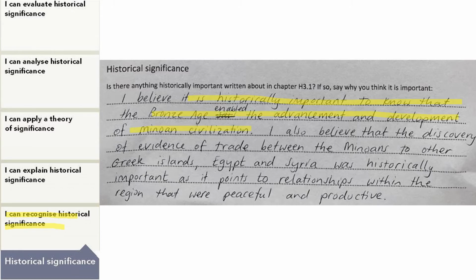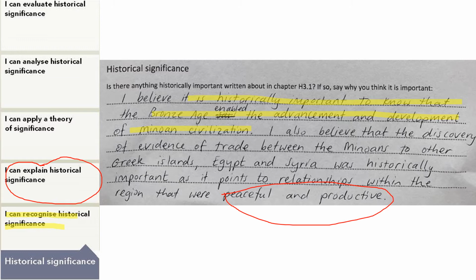That's the historical significance. Now, is it explained? I also believe the discovery of evidence of trade between Minoans and Greek islands, Egypt and Syria was historically important as it points to relationships within the region that were peaceful and productive. Whoa! That is definitely an explanation, because it tells you why the discovery of trade was significant, and the reason was because trade makes the region peaceful and productive. Why is trade important? The student's saying trade is important because it makes the region peaceful and productive. So I would say that the student has explained historical significance. Have they applied a theory of significance?